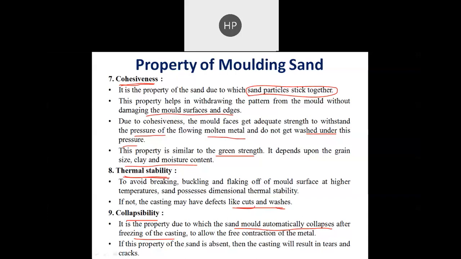If this property of the sand is absent, then the casting will result in tears and cracks. But generally it has good collapsibility, so that we can easily take out the component from the mold. Okay, so these are the properties of the molding sand, and some other discussion we will see in our next lecture.